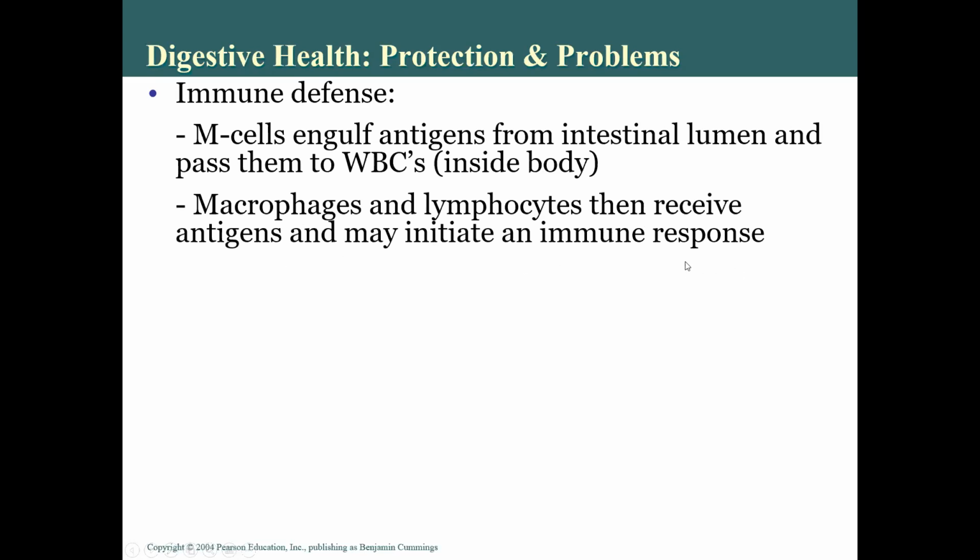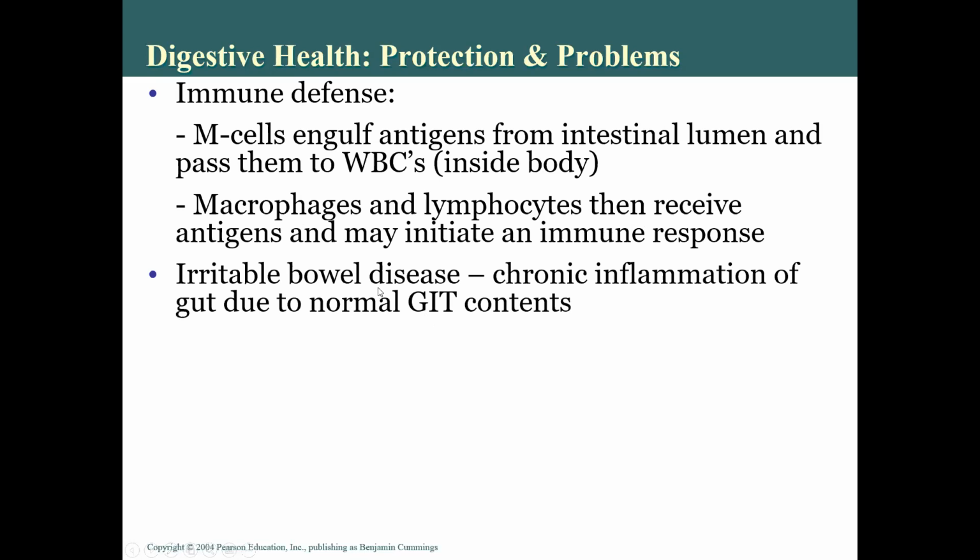So the idea is you're trying to pick up these whole proteins, which could indicate the presence of invading microorganisms. You want to alert the immune system. Irritable bowel disease or irritable bowel syndrome, IBS, is chronic inflammation of the gut due to normal GIT contents. Now, there is a review question that says irritable bowel disease or irritable bowel syndrome is due to unusual gut contents. That's false because it says normal gut contents can cause IBS or IBD. So remember for that review question, the answer is false because it's normal gut contents.